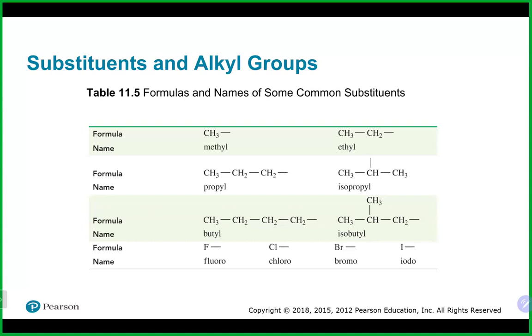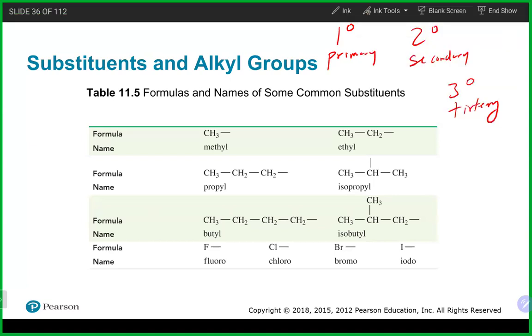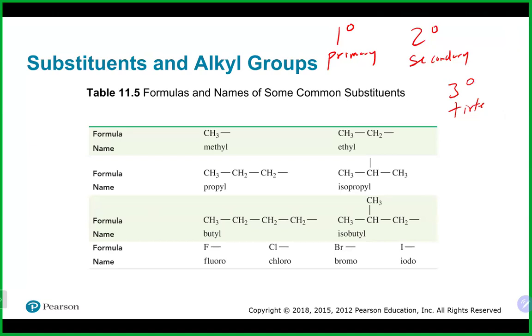So one thing that we could do when we look at carbons is classify them as either primary, secondary, or tertiary carbon. And primary, secondary, or tertiary carbons are really based off of how many other carbons are attached.